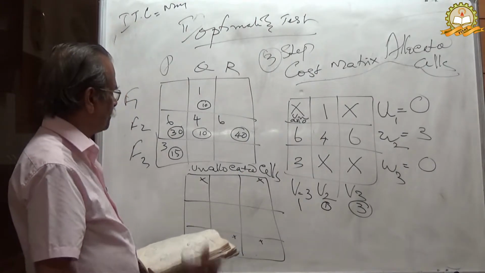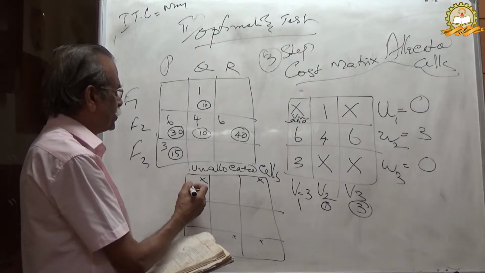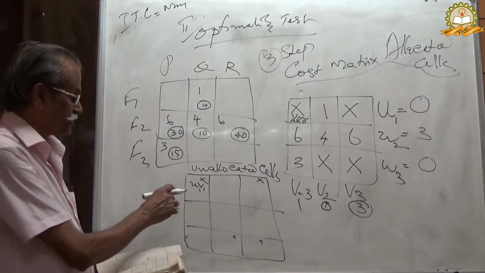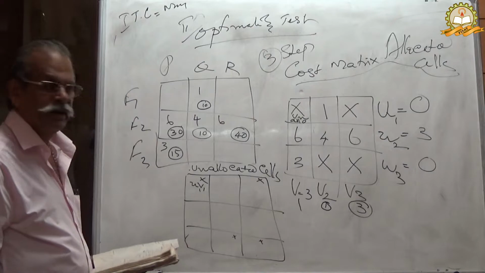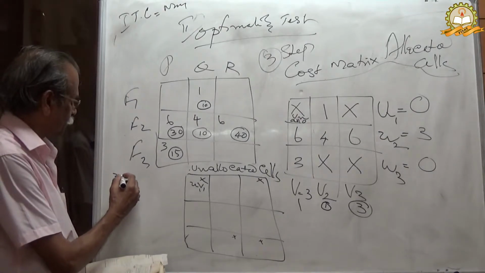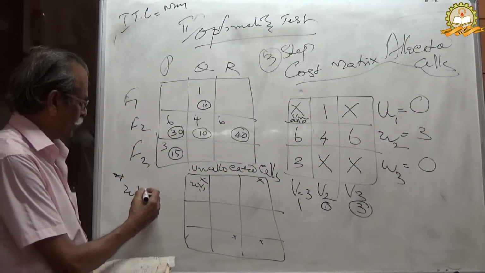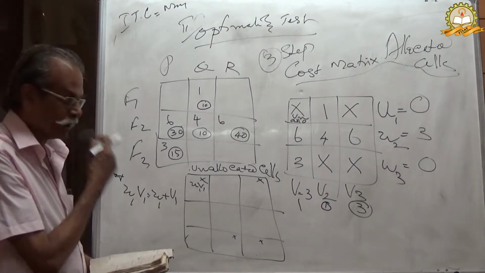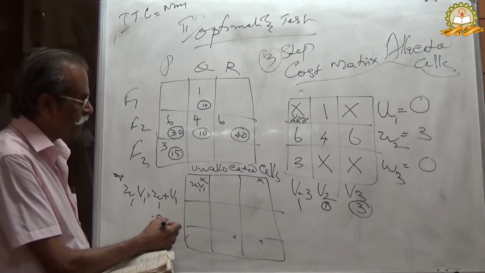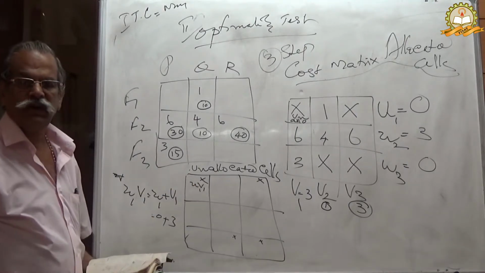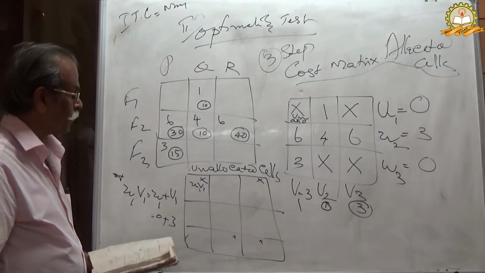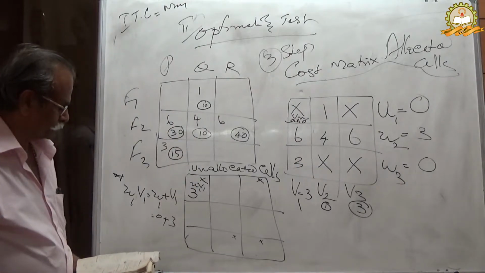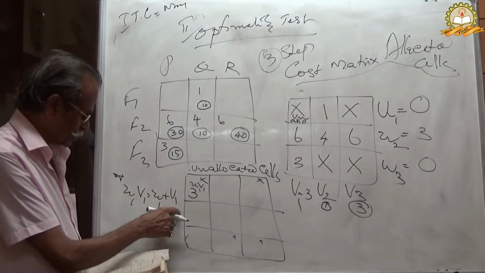For that, this cell is called U1 V1. This is unallocated, U1 V1 means U1 plus V1. U1 equal to 0 plus V1 equal to 3. Therefore, the value of the first unallocated cell equals 3.